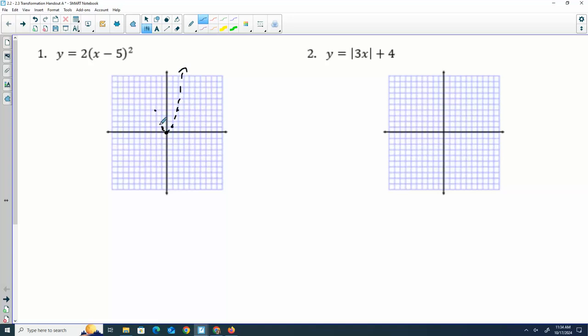Okay. The directions on here first said to describe the transformation. What will that 2 do? It's outside, so it's vertical. Does what it says, so stretch. What's the minus 5 do?